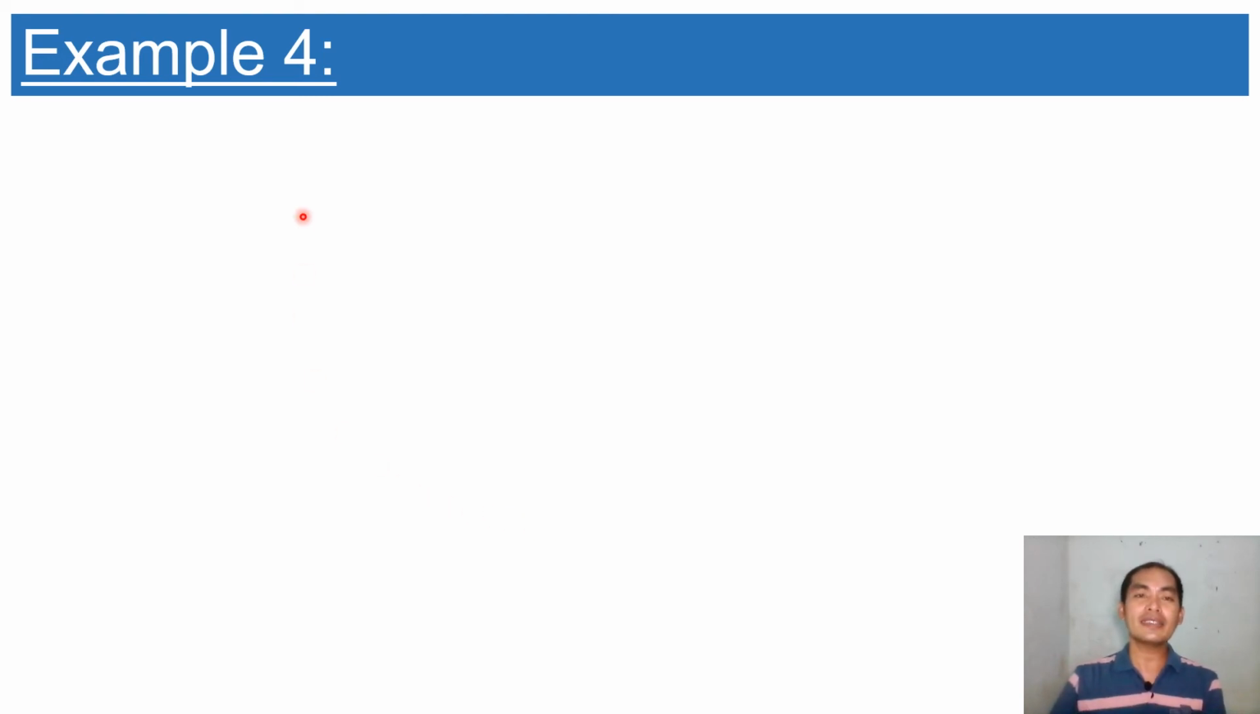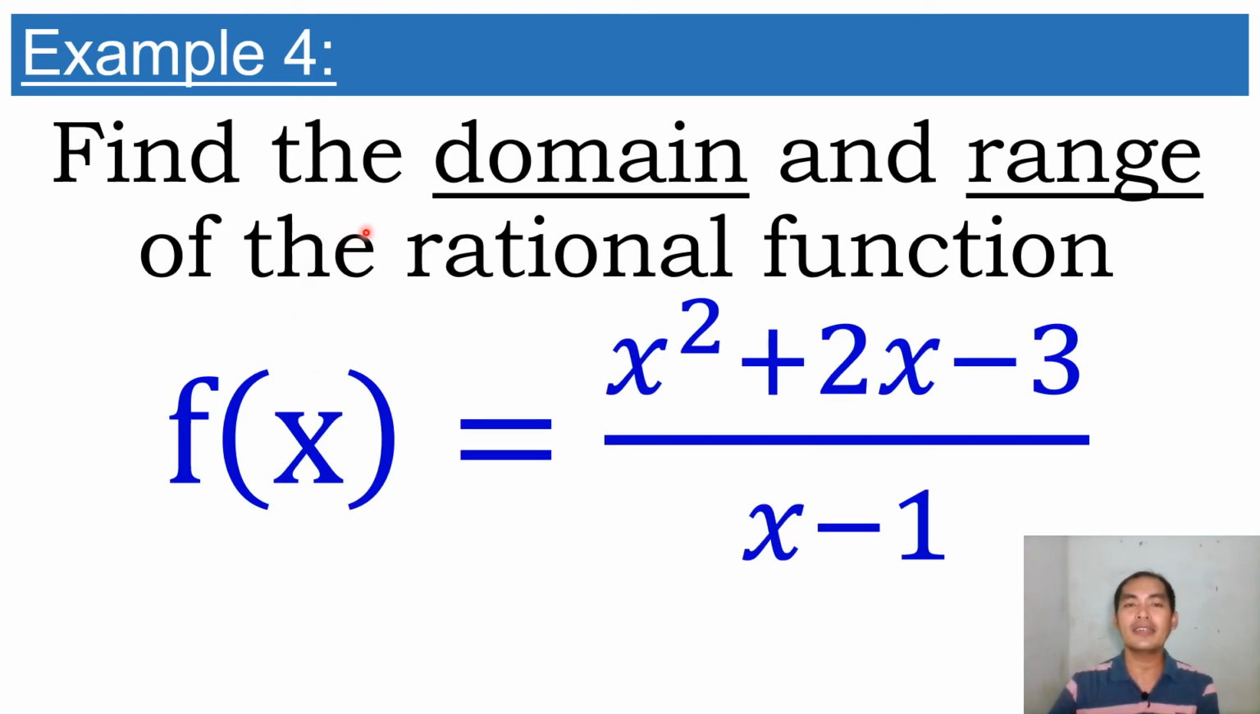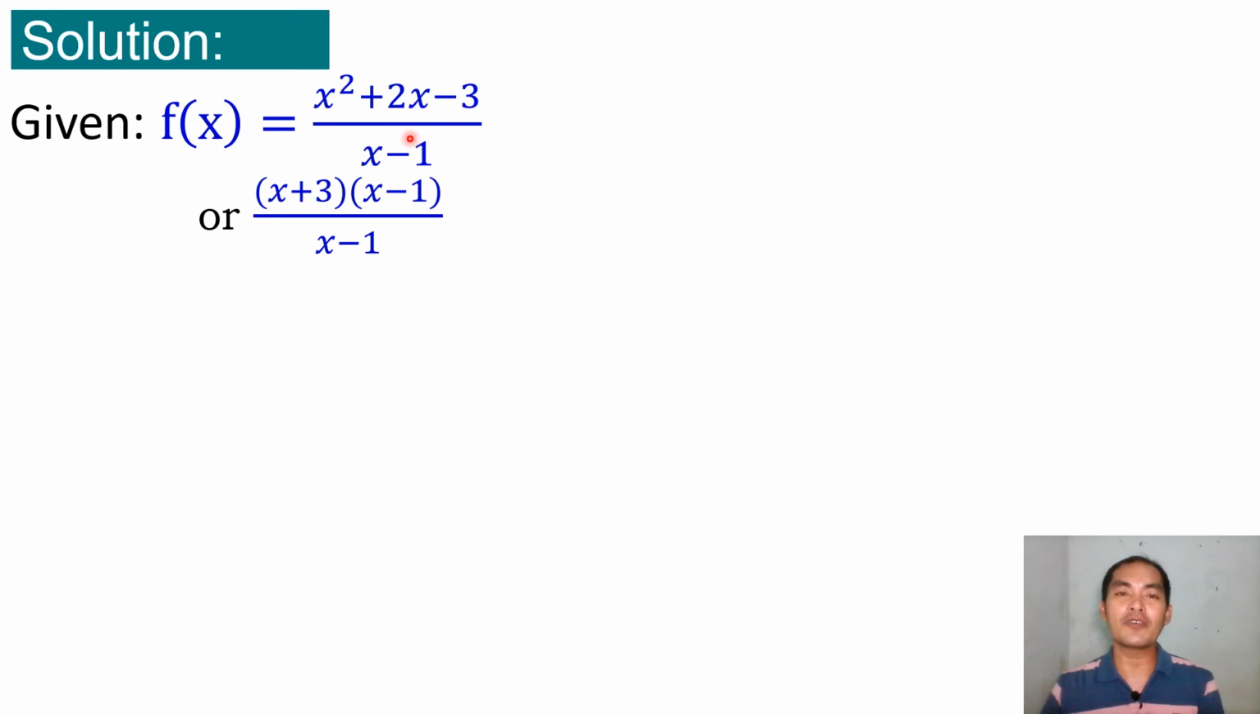So we have another example. Find the domain and range of the rational function y equals x squared plus 2x minus 3 all over x minus 1. Our first step is to factor the numerator. X squared plus 2x minus 3 is factorable by QT-1, quadratic trinomial where a is not equal to 1.